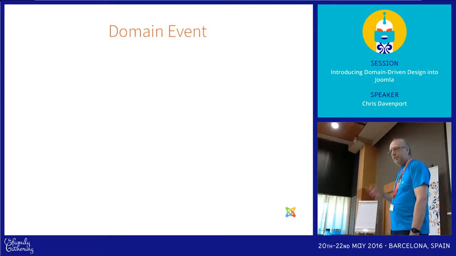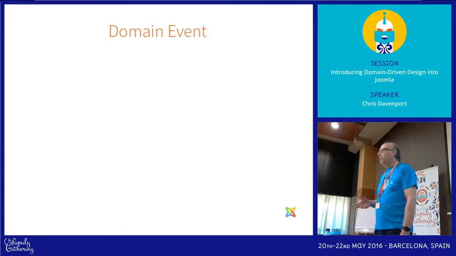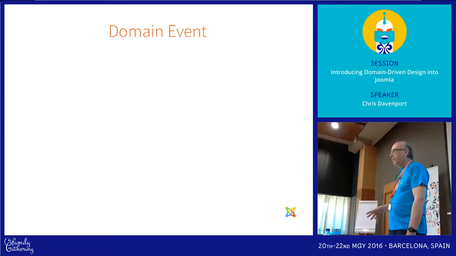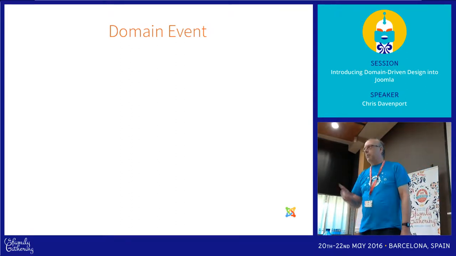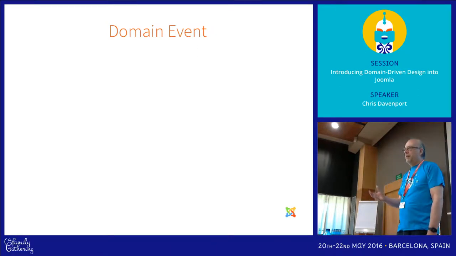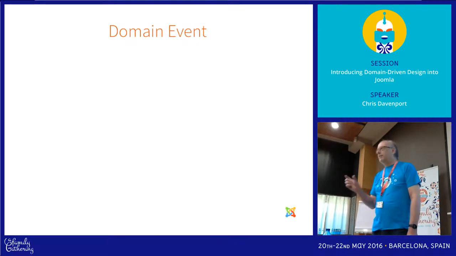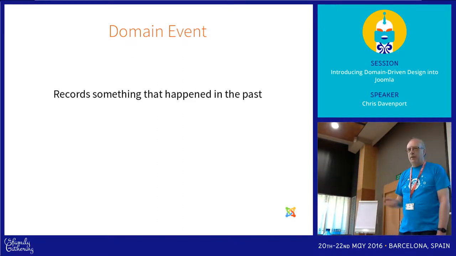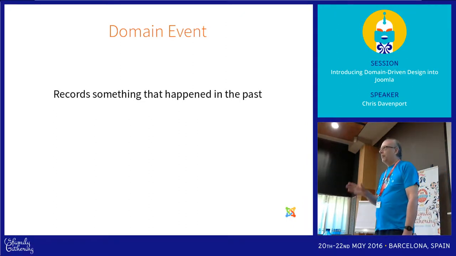So domain events. Domain events are essentially records of something that happened in the past that is of importance to the domain expert. So we're not talking about low-level events here. We're not talking about things like on after save events, that kind of stuff. These are events which are important to the business. So presumably, when a customer registers, that is an event that is quite important. We want to know about customers who register. So we have an event which we're going to call customer registered or something like that, that will flag that that event occurred.